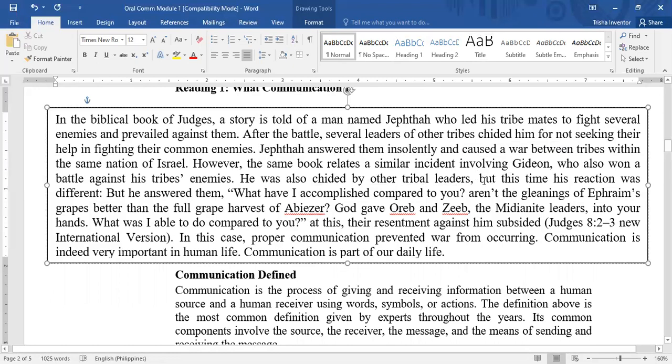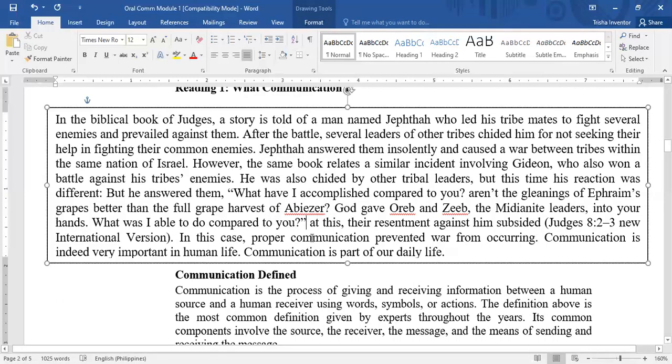But Gideon, unlike Jephthah, talked to them properly. He lowered his pride; even though he was the one being criticized, he was the one who humbled himself. So he said, what have I accomplished compared to you? Aren't the gleanings of Ephraim's grapes better than the full grape harvest of Abiezer? God gave Oreb and Zeb, the Midianite leaders, into your hands. What was I able to do compared to you?